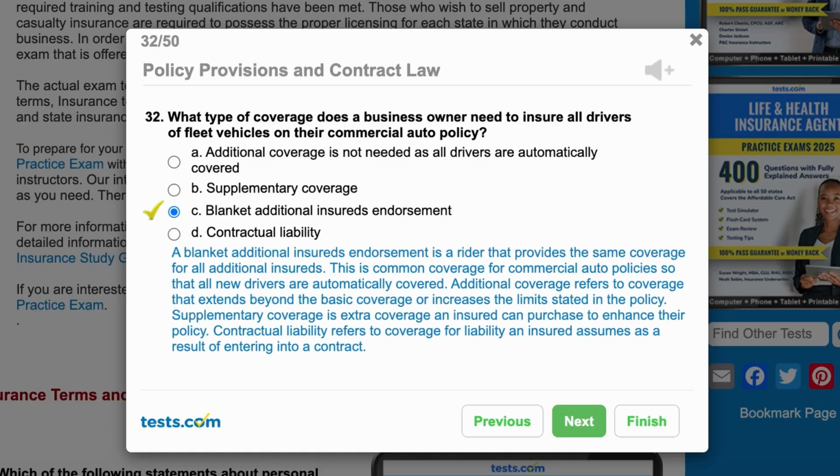A blanket additional insured's endorsement is a rider that provides the same coverage for all additional insureds. This is common coverage for commercial auto policies so that all new drivers are automatically covered.